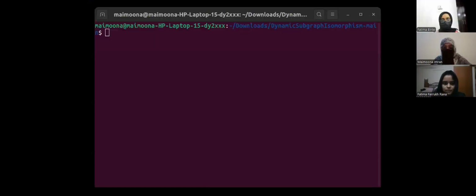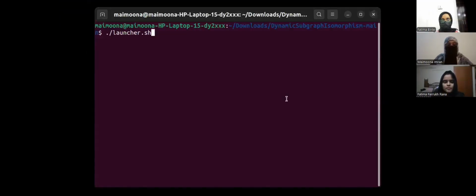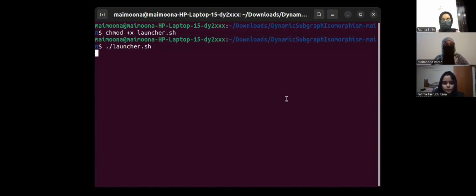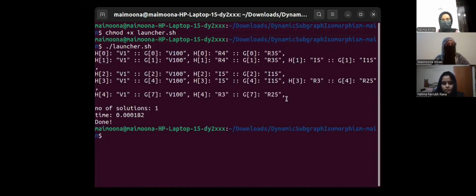Okay, so now I'll execute the code. Okay, so as we can see, the algorithm successfully identified one subgraph match with node mappings aligning with the expected results. The runtime, 0.000182, is efficient, supporting the claims of practical performance.